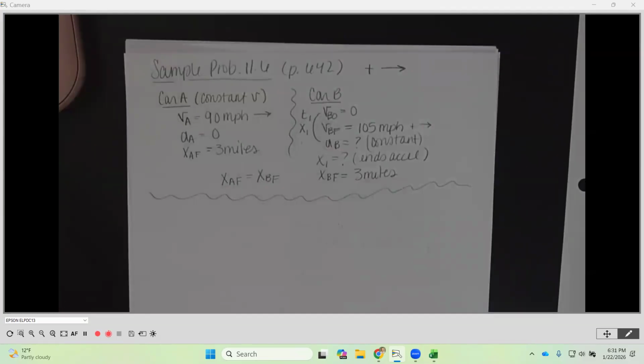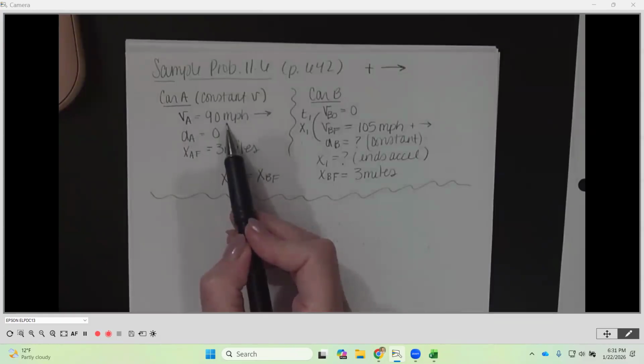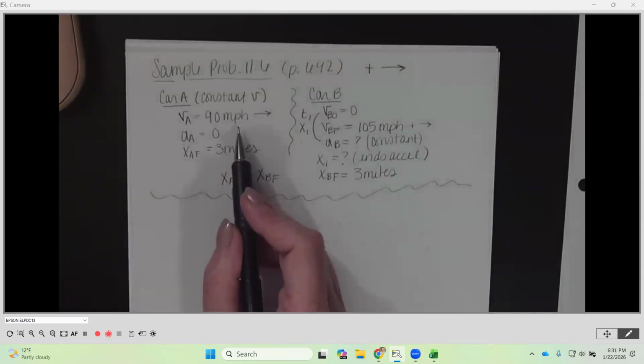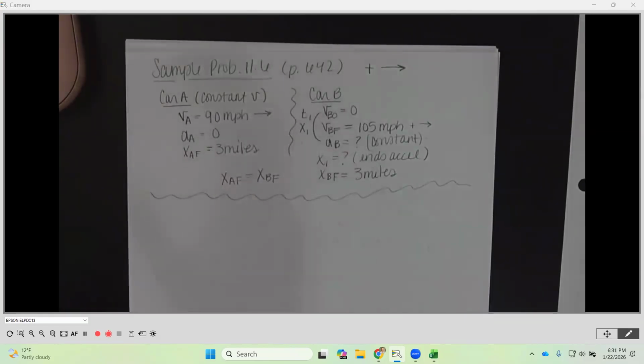So are we English or metric? Anyone? English? Tyler says English. I don't know who said that, but yes, English is correct. It's English because we're dealing with miles, not kilometers. Kilometers would be metric. That means we are going to be dealing in the English system units.